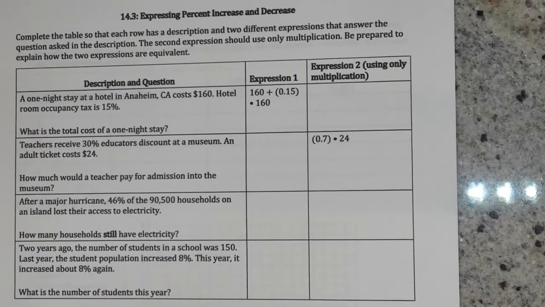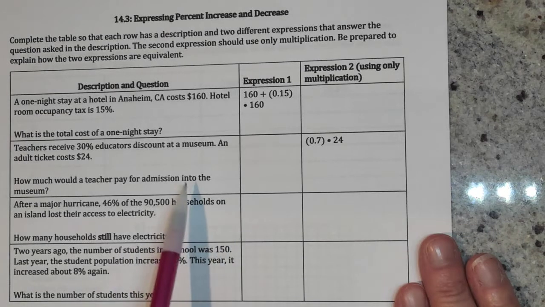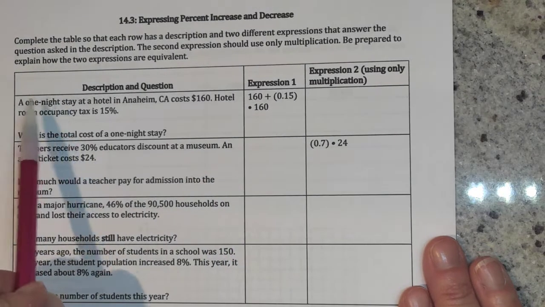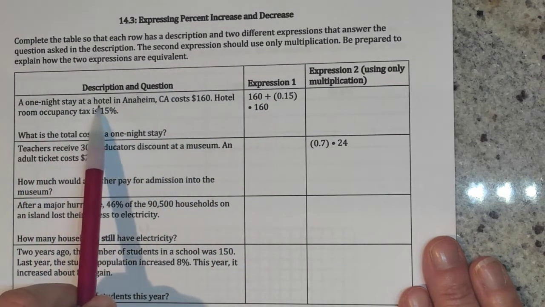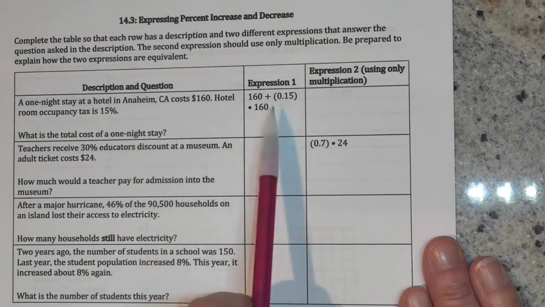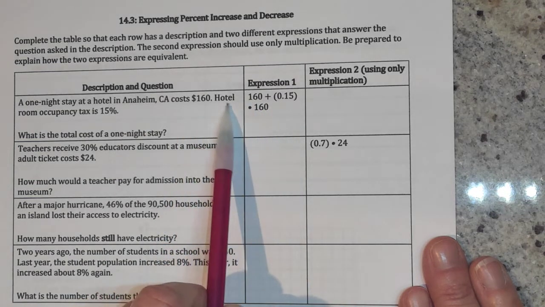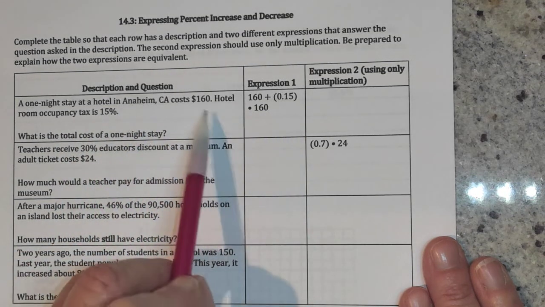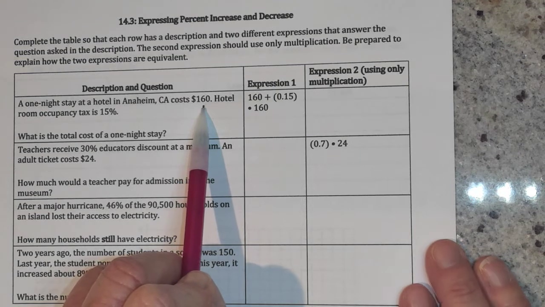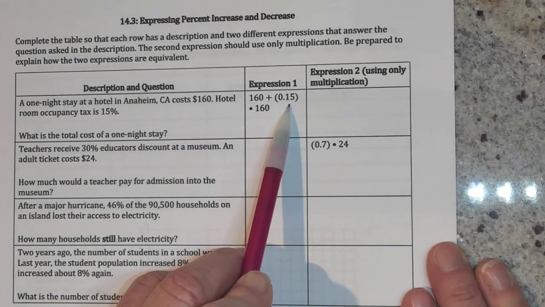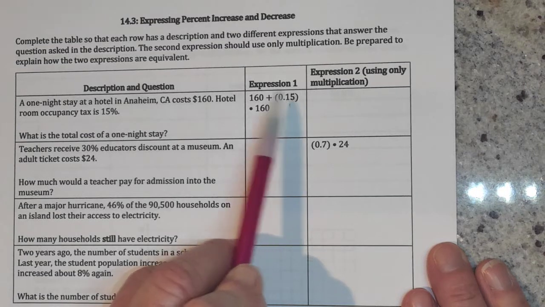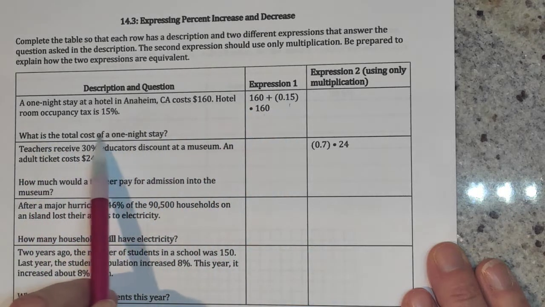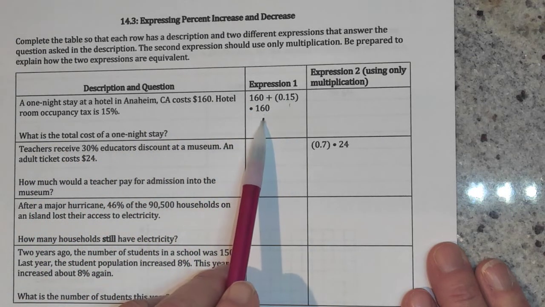So again, what I'd like you to do is try this. This is what we did yesterday on the video. Try this one right here. We've got this description: a one-night stay at a hotel in Anaheim costs $160. There's that $160. The hotel room occupancy tax is 15%. So I know that it's going to get added on to the cost of the hotel. So you can see here, there's that 15%, and I'm multiplying that by 160 because that's what gets added on. We don't have to figure out what the total cost is. What we're doing is, here's the expression.